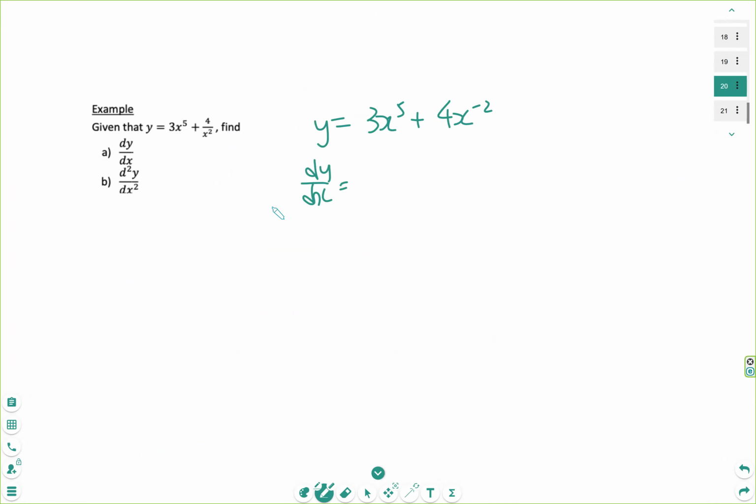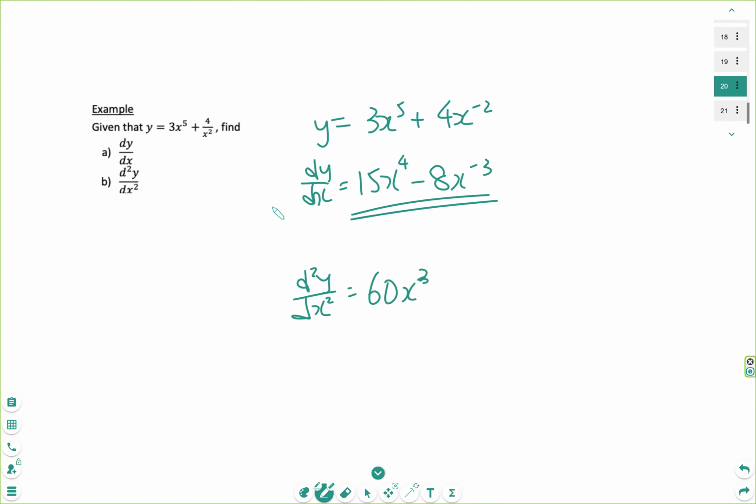5 times 3 is 15, power goes down by 1. Minus 2 times 4, minus 8, power goes down by 1, minus 3. Easy peasy. The second derivative is similar, easy peasy. Just differentiate the first derivative again. 15 times 4, 60, power goes down by 1 is 3. Minus 3 times minus 8, positive 24. Minus 3 minus 1, minus 4 in the power.